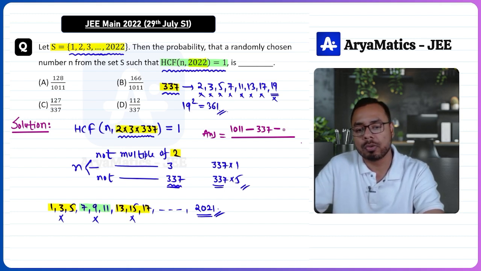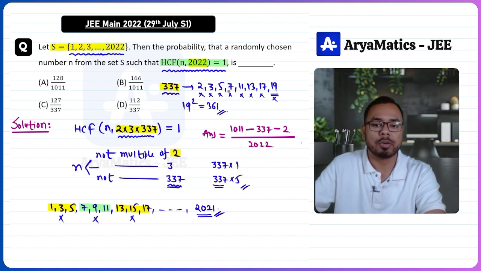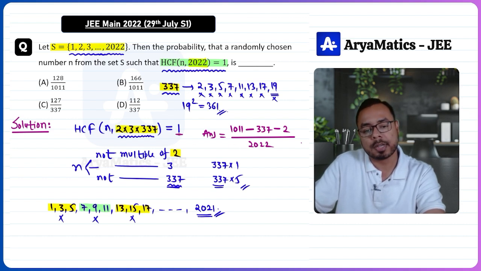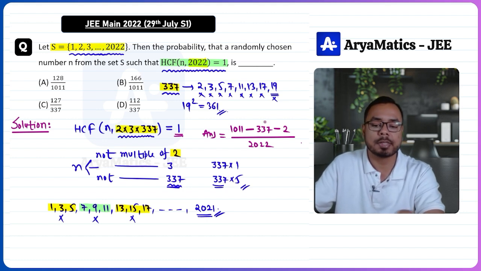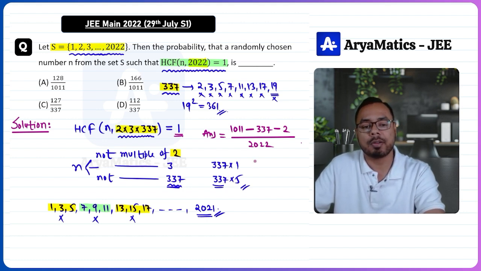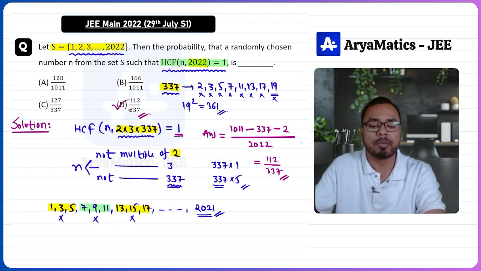So another two multiples of 337 to remove, and this is divided by the total number of terms, 2022. So this should be the probability. Total number of cases 2022, select any one number from there, and the number of favorable cases means the number of numbers satisfying the condition that HCF will be 1, that will be 1011 minus 337 minus 2. And after calculation, you will find that this will become 112 divided by 337. This calculation you can do on your own, and therefore the correct answer will be the fourth option.